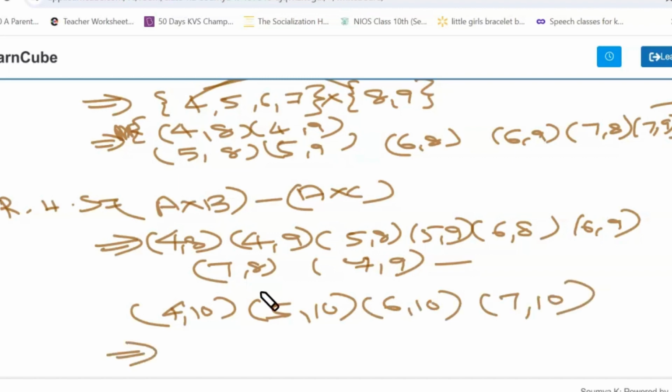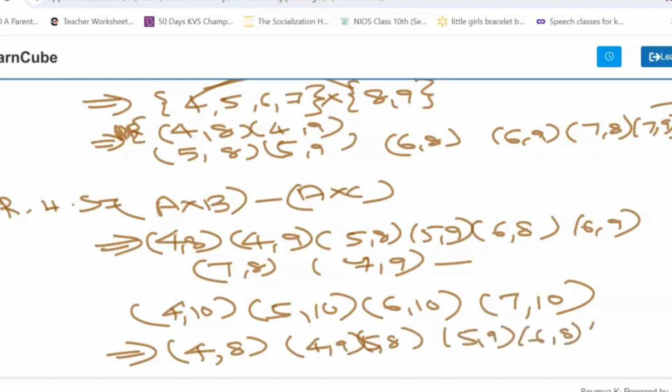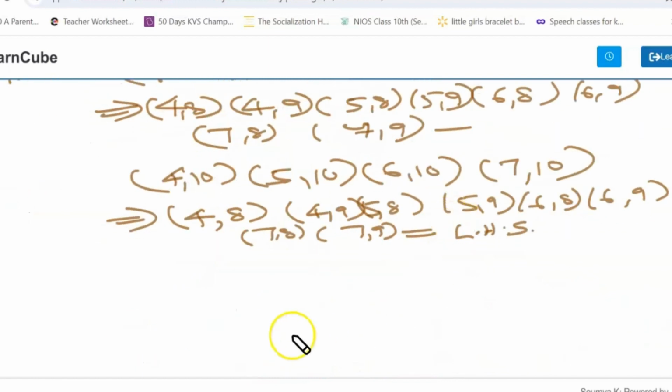Here, you have to reduce from this ordered pair, but you will not have anything to reduce from here. So you will get the final result as A cross B, that means (4, 8), (4, 9), (5, 8), (5, 9), (6, 8), (6, 9), (7, 8), and (7, 9). This is the final result that you are going to get, which is exactly the same as your left hand side. Hence, left hand side and right hand side are both the same.